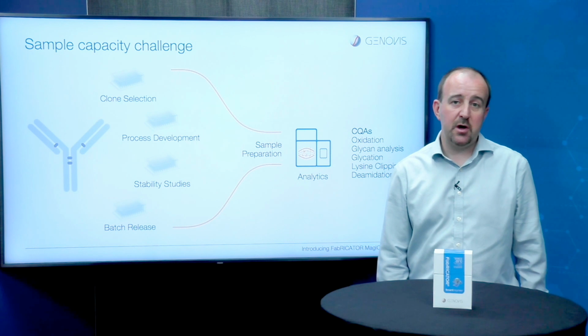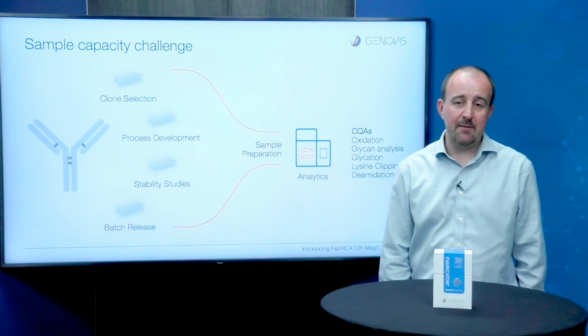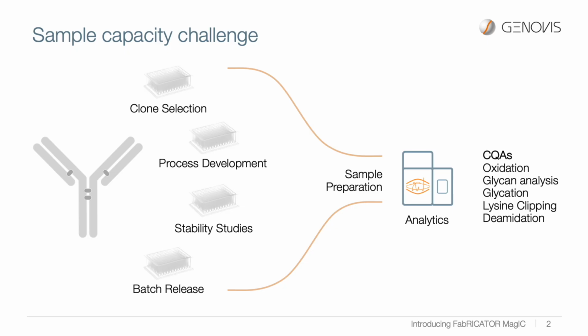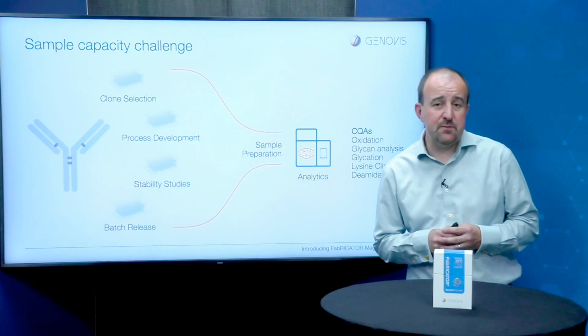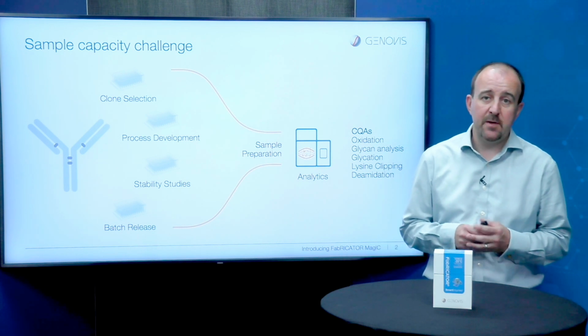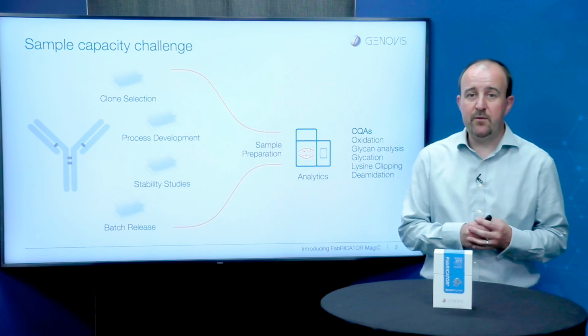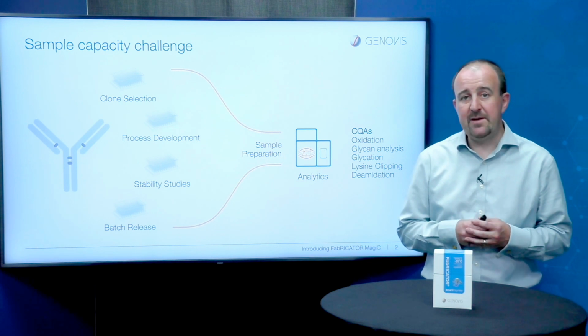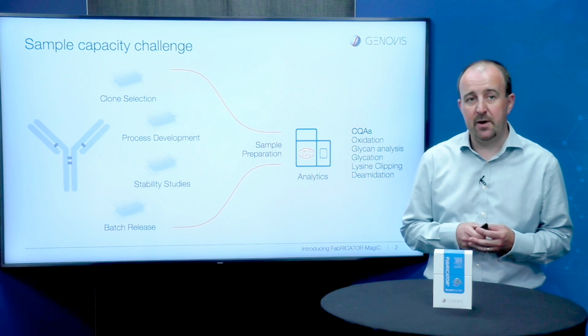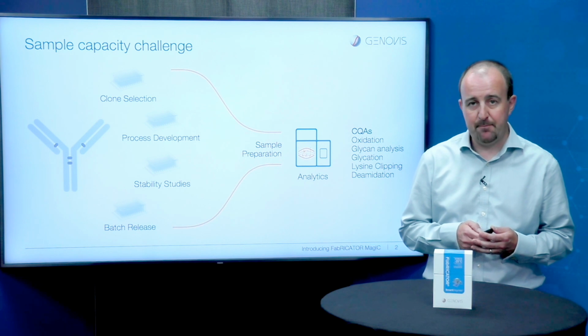And yet we have a considerable number of samples coming in from the different parts of the project. So for example, clone selection, process development, stability studies, and batch release. And then after that, we would look at the critical quality attributes like glycosylation and oxidation. So of course, if we could process more samples, then we certainly would. So what we've tried to do with what we're presenting today is to speed up and simplify the sample preparation step.